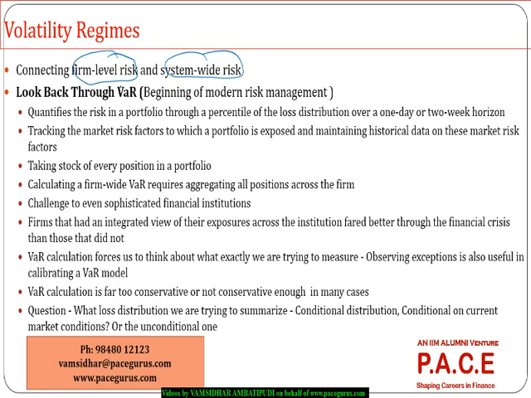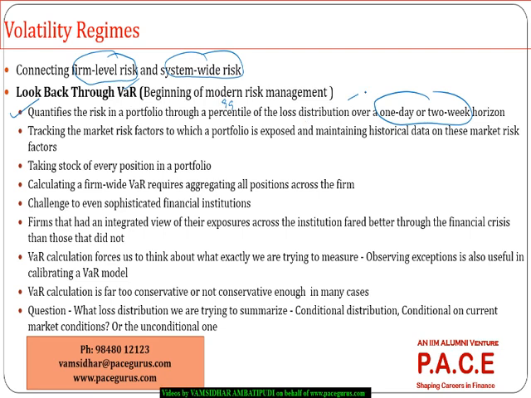So to start with, we'll start from value at risk, which is what we call the beginning of the modern risk management era. We know the definition: it quantifies the risks in a portfolio through a percentile, let's say a 99 percentile loss distribution over a day to a 2 week period. So it is quantifying the risk in any portfolio, saying 99% value at risk is something, which will clearly say there is only a 1% chance that the loss will be beyond that particular number during this 1 day or 2 week period.